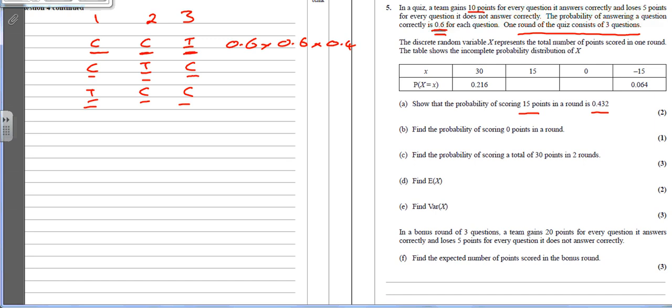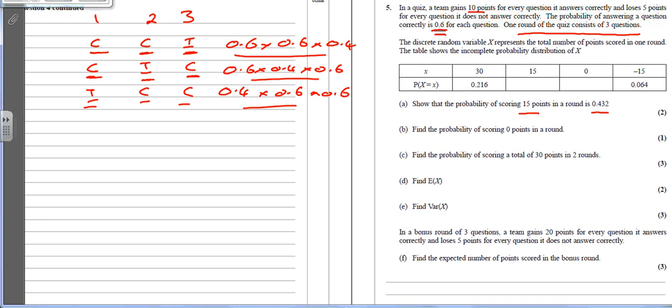Okay, so we could have done it this way: correct, incorrect, correct, which is 0.6 times 0.4 times 0.6. Next one, 0.4 times 0.6 times 0.6. And then what you do is you add those together. Or you can notice that all 3 of them are the same, so you just work out one of them, then times it by 3. So 0.6 times 0.6 times 0.4 times 3.